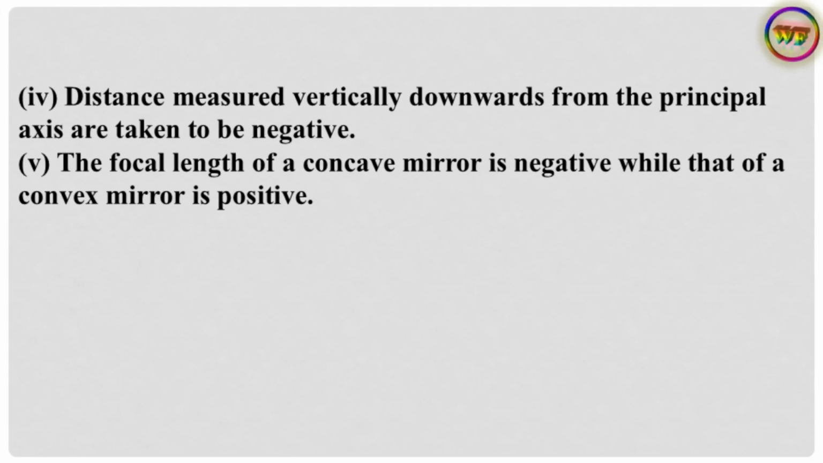Point 4. Distance measured vertically downwards from the principal axis are taken to be negative. Point 5. The focal length of a concave mirror is negative while that of a convex mirror is positive.